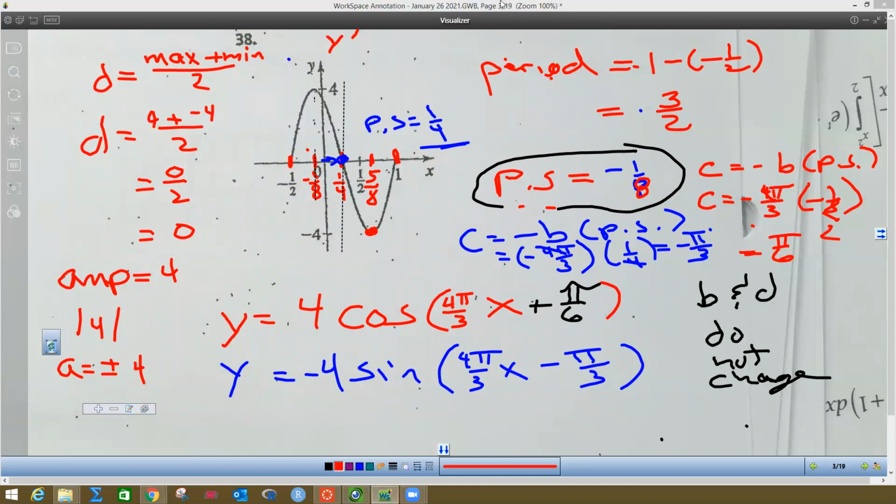All right, I'm going to shut this video off. But that is what you got to do on some of these problems where they have a phase shift for both. They are harder.